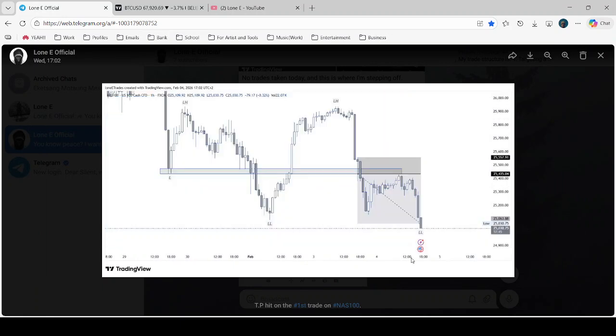And then on the other hand, the first trade that I took on NAS 100 hit take profit. So this is the whole structure, the whole trade that I took, and then you should be ready for next week.